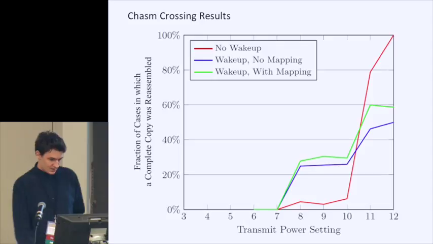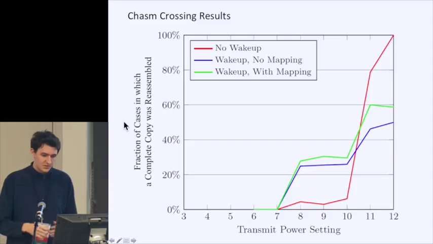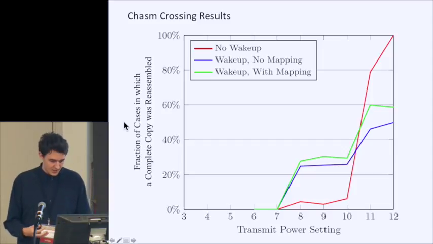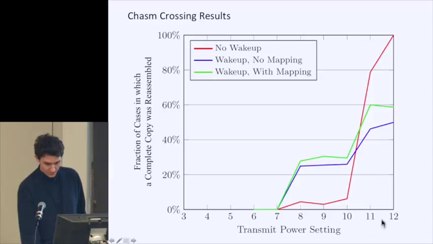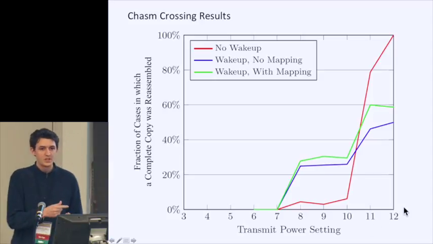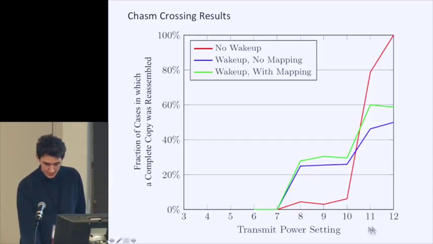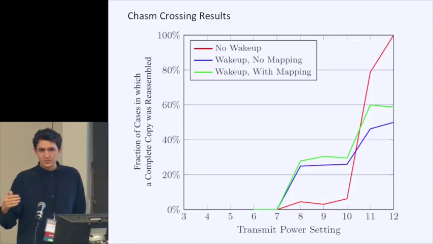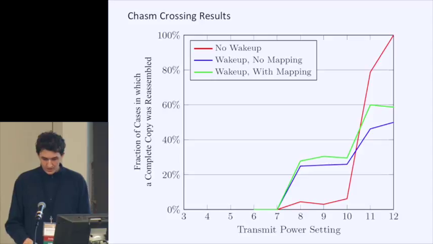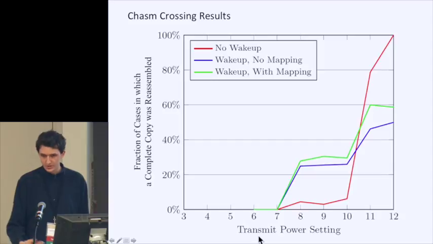Okay, now that's maybe hard to read. So this is over the fraction of cases in which a complete copy was able to be reassembled from all of these multiple receivers, putting together whatever they got. And on the x-axis, we have now the transmission power of our one sending node. So this is kind of like the width of the chasm. The stronger the transmission power is, the smaller the chasm is, and the more likely it is that the packets sent by it will directly arrive. And the smaller the transmission power, the wider the chasm, and the poorer the links.